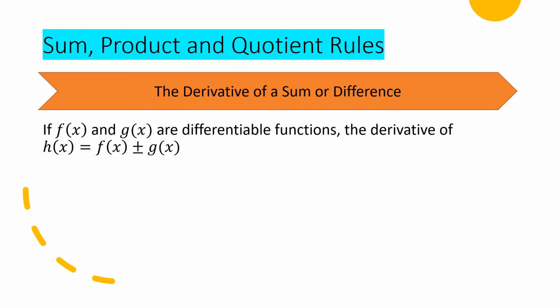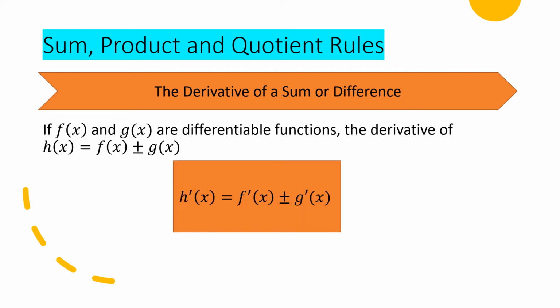If f(x) and g(x) are differentiable functions, the derivative of h(x) equals f(x) plus or minus g(x). Thus, h prime x equals f prime x plus or minus g prime x.